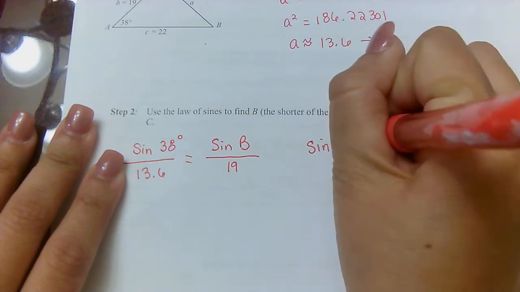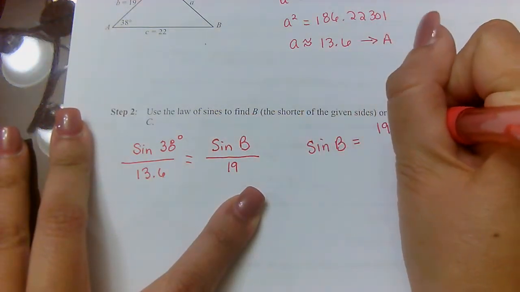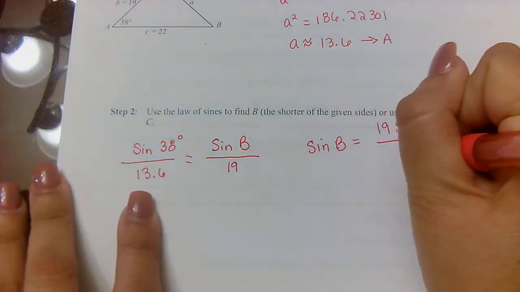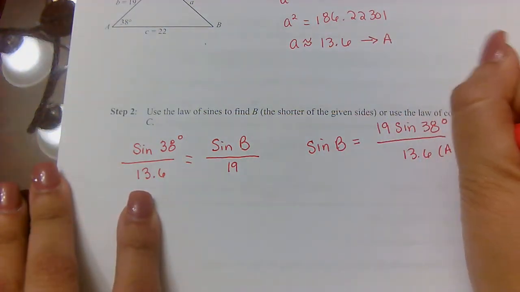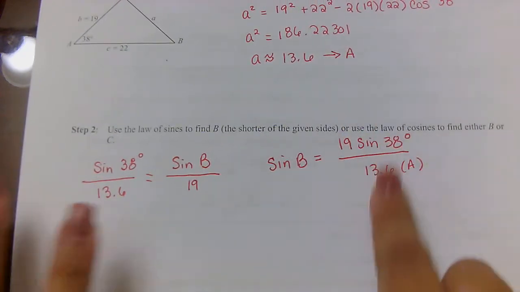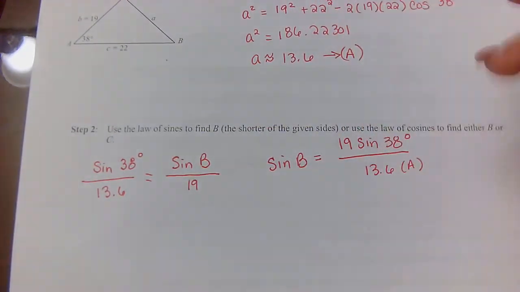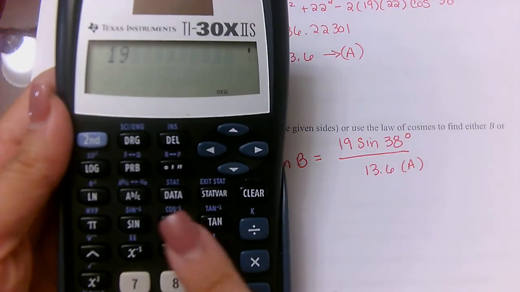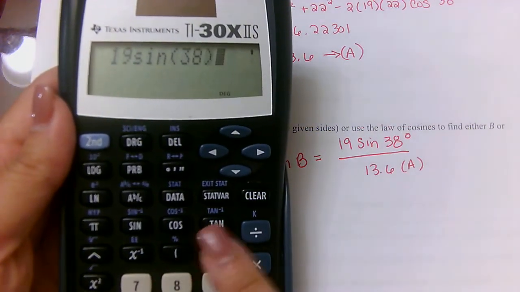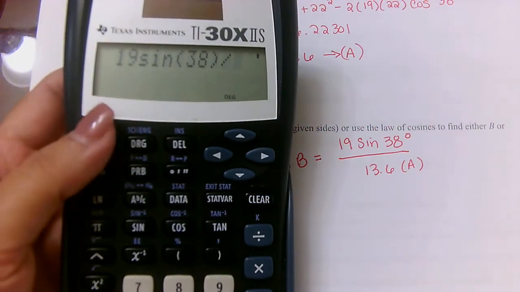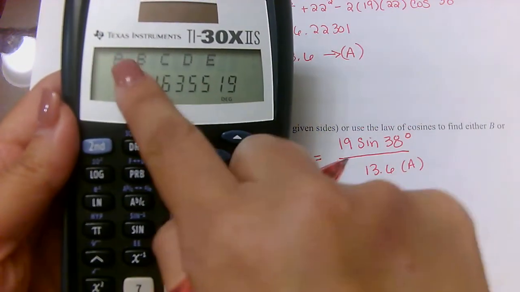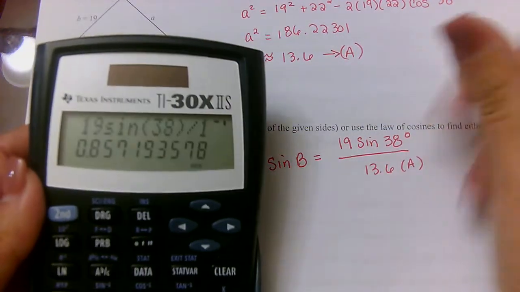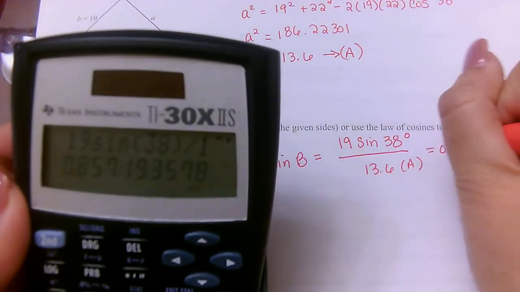Sine of B is equal to 19 sine of 38 degrees divided by 13.6, or in other words, our a, whatever we had stored in here. Let's go ahead and do that. I'm going to do 19 sine 38 divided by, recall, second, store, and then I'm going to push my A value. This is my answer.